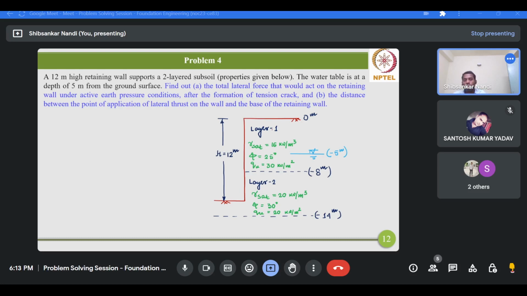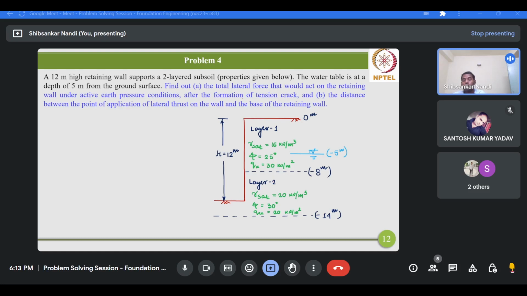So for layer 1, we are having the water table location. So in layer 1 itself, we are having the water table. Layer 1 has a thickness of 8 meter, whereas layer 2 has a thickness of 4 meter. So the total retaining wall height is 12 meter, and it's supporting two layered backfill. The first layer or the top layer has a thickness of 8 meter, and the bottom layer or second layer has a thickness of 4 meter. And the water table is found at a depth of 5 meter from the top of the backfill. And the properties of the two layers are mentioned.